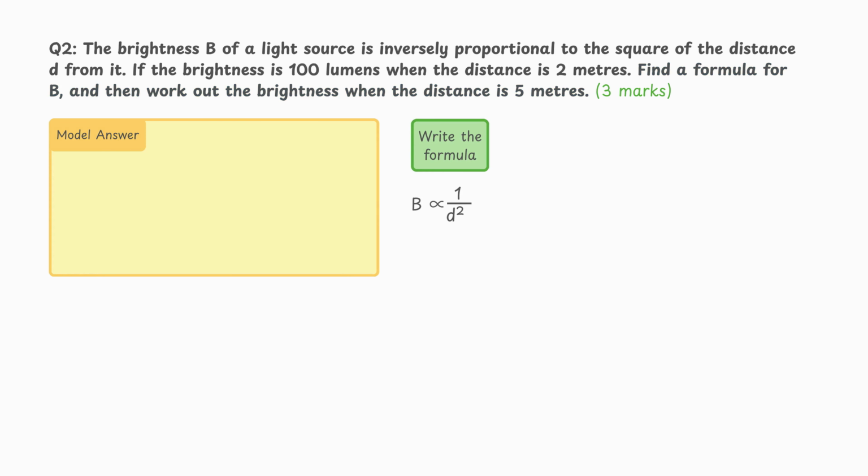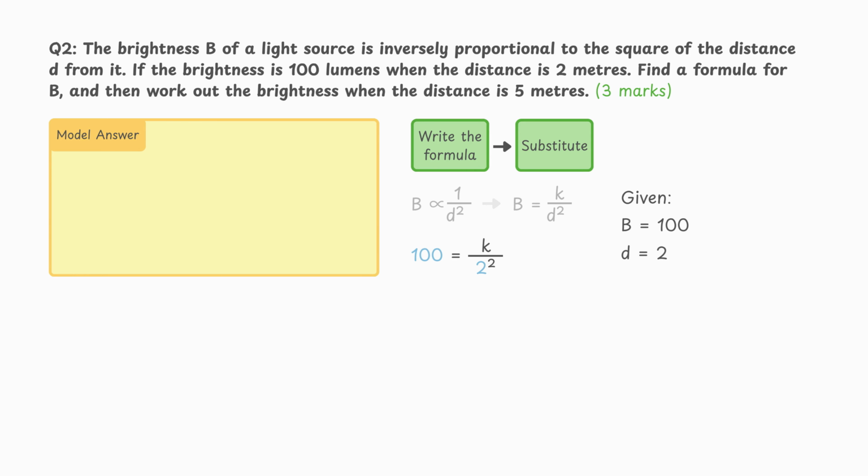So first, we write the formula for this relationship. B is proportional to 1 over d squared. This gives the equation B equals K divided by d squared, where K is a constant. Now we use the given information to find K. We are told that B equals 100 when d equals 2. So we substitute these values into the equation.